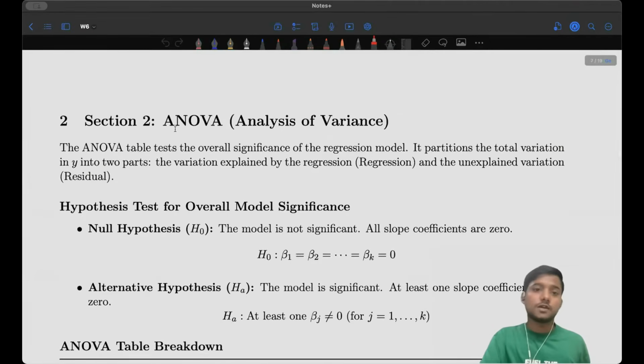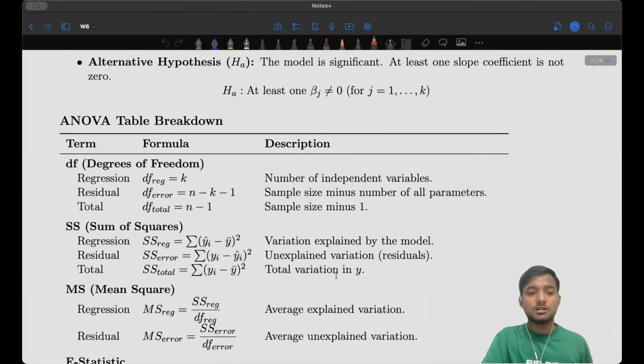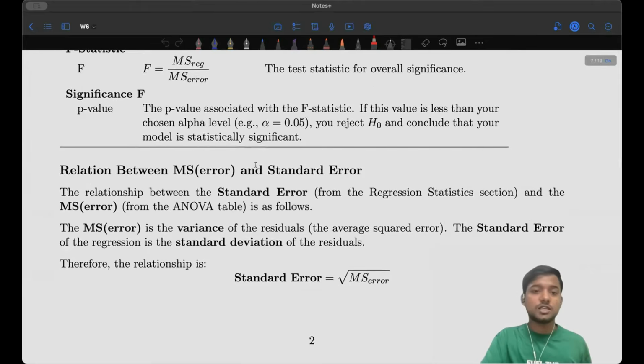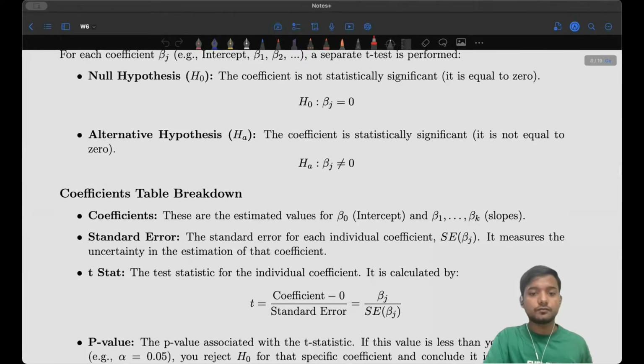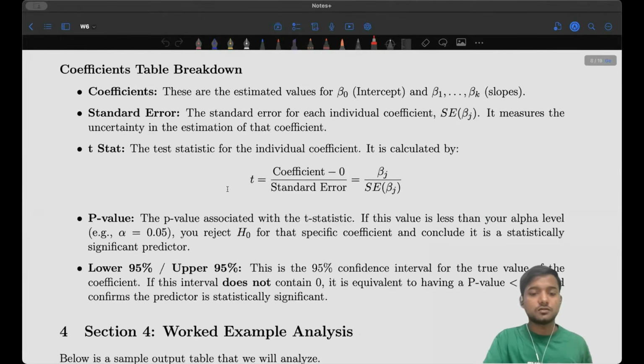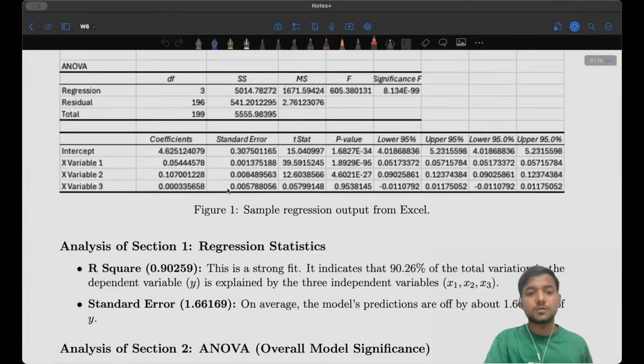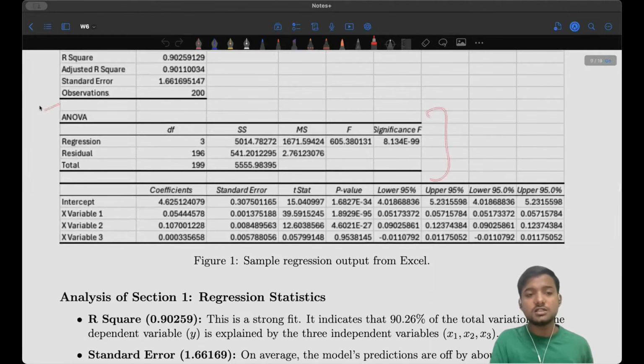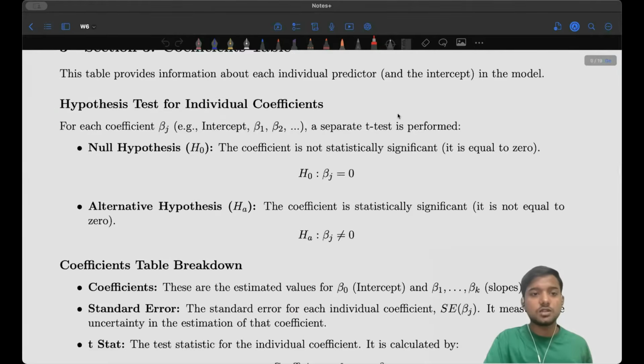Now coming to ANOVA. ANOVA stands for analysis of variance, and this is how your Excel Data Analysis ToolPak output would look. See this part here? This is the ANOVA part, and here we will be dealing with degrees of freedom, sum of squares, mean square, then the test statistic and the p-value. Okay, so let's go back to ANOVA.